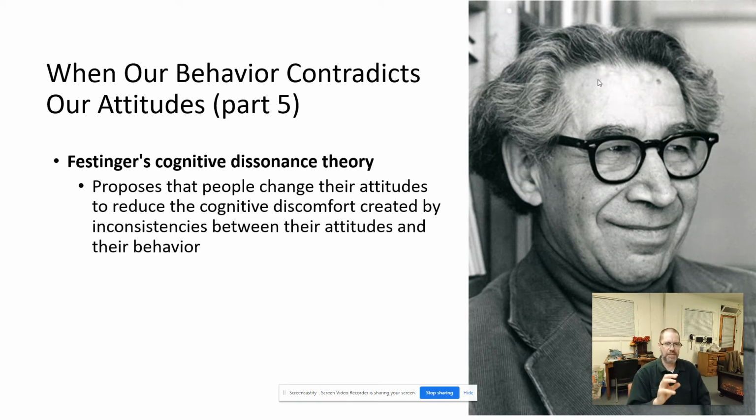Festinger's cognitive dissonance theory proposes that people change their attitudes to reduce the cognitive discomfort created by inconsistencies between their attitudes and their behavior. This is what we've been saying since we began several minutes ago. Here's my attitude, or we were calling it beliefs, my fundamental attitude towards a given task. Here's my behavior, and there's a gap there, so there's discomfort. I'm doing this, but this is what I believe about that task, and I'm trying to convince myself that I like it, but I don't. So what does it take to reduce that gap and remove the discomfort?